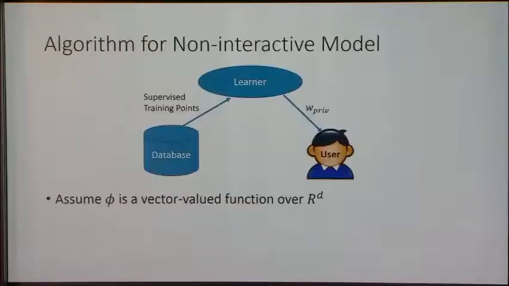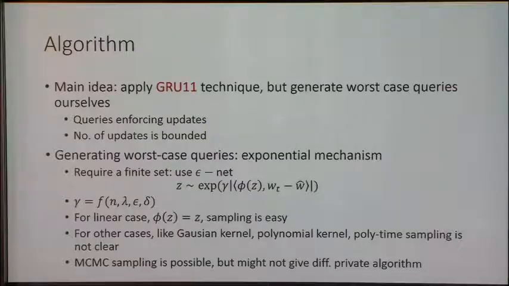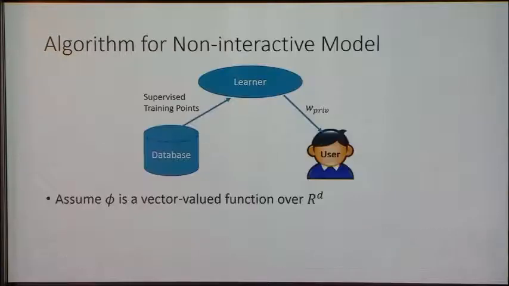Okay. And then finally we consider this non-interactive model, and here again the problem is that we want to release a differentially private parameter vector W private, which essentially means that I want to come up with a set of parameters so that for any query I can make this linear prediction in a differentially private manner.